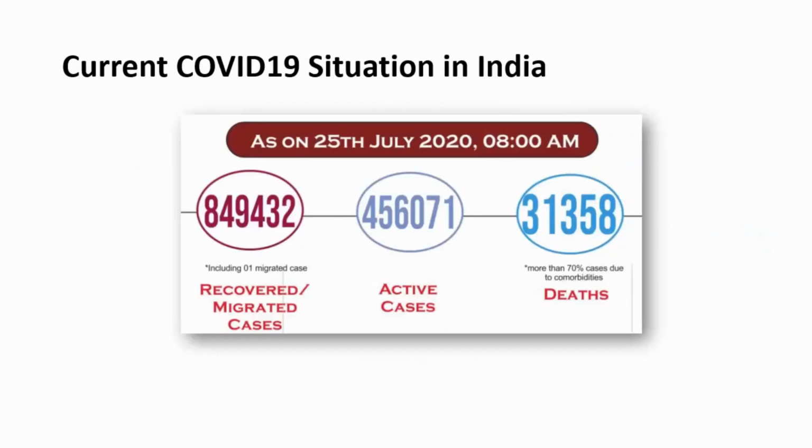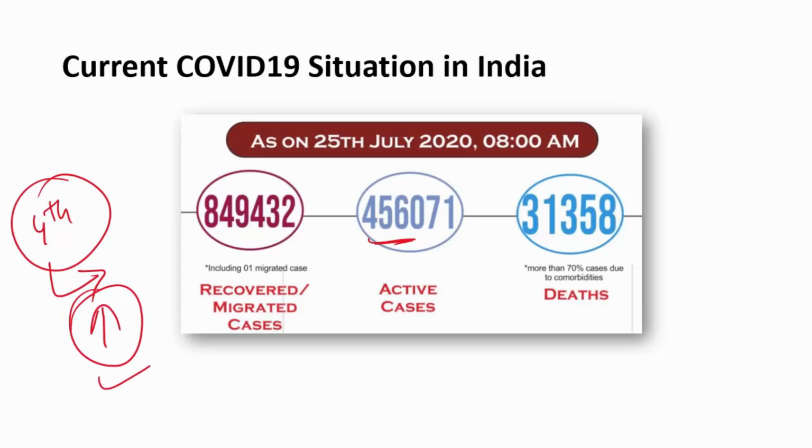Now, we shall end our session with the current COVID-19 situation in India. So, as of now, total recovered patients are 8,49,000. Active cases are only 4,56,000. The overall mark has crossed, in fact, the 13 lakh mark. But the good thing is that this is the fourth consecutive day that we have achieved the highest number of recovered cases in a single day. So, it was around 35,000 recovered cases in just one day, which is a very good sign.